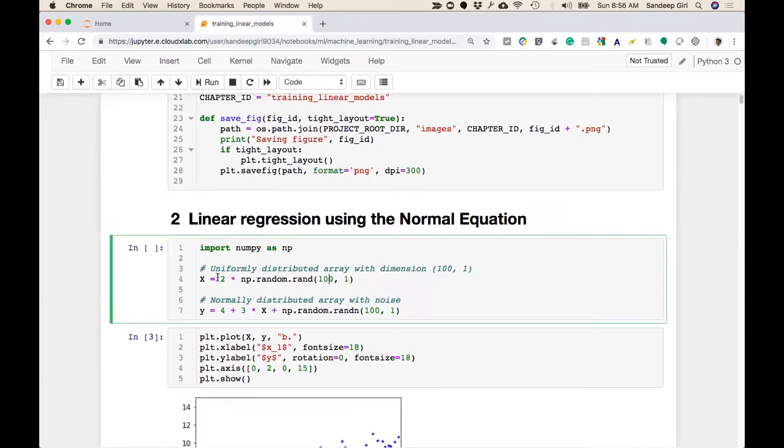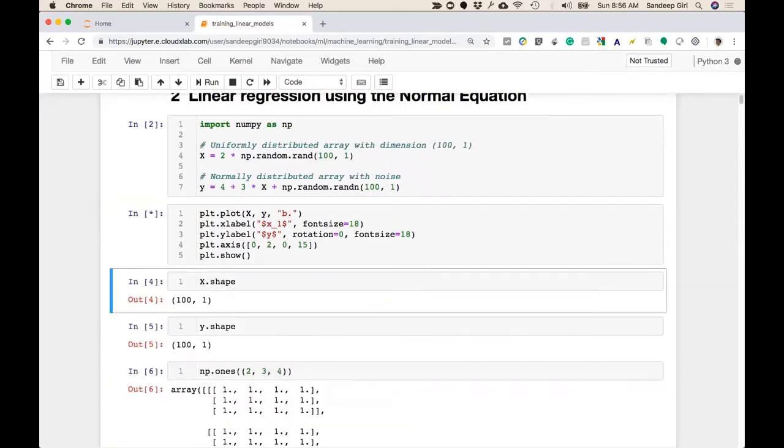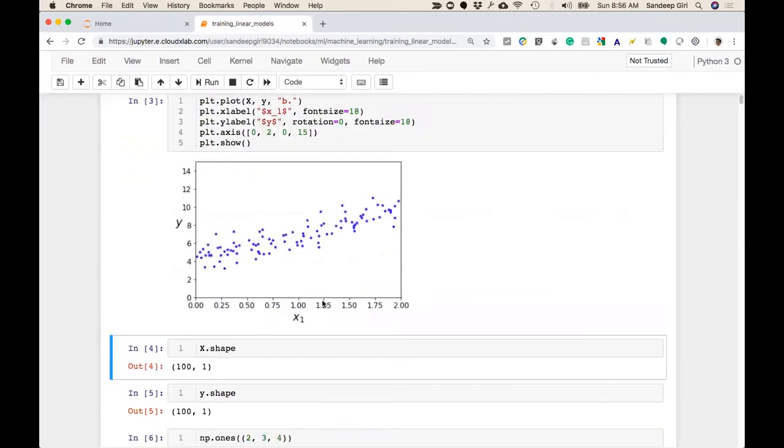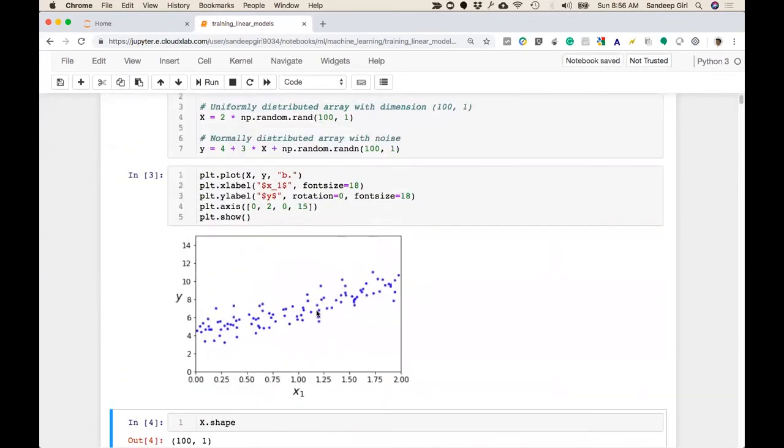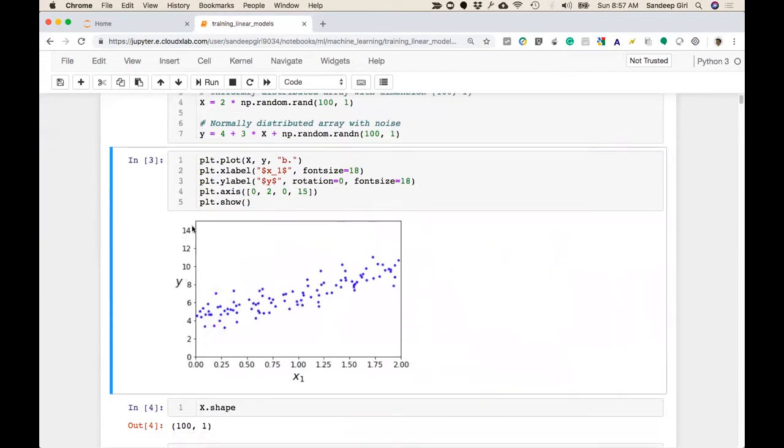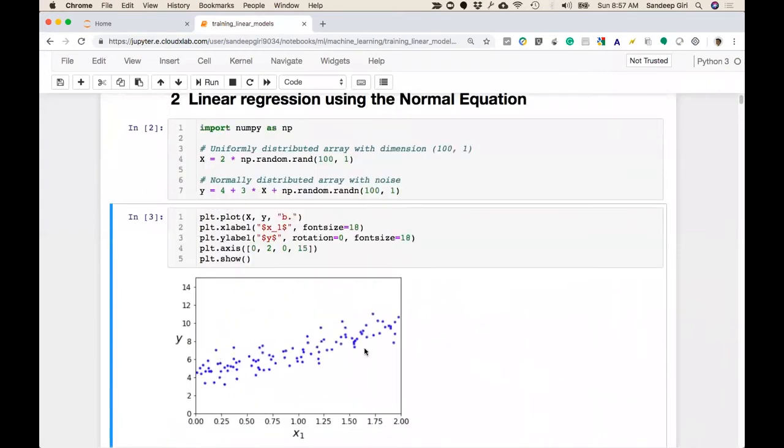Now here, what we are doing is we are first generating X, then we are generating Y. And when we plot it, this is how it looks. There's an amount of noise we have added to the usual 4 plus 3x equation. Ideally, theta naught should come out to be 4 and theta 1 should come out to be 3, even after we have added the noise. So this is our data with a lot of noise and a lot of errors.